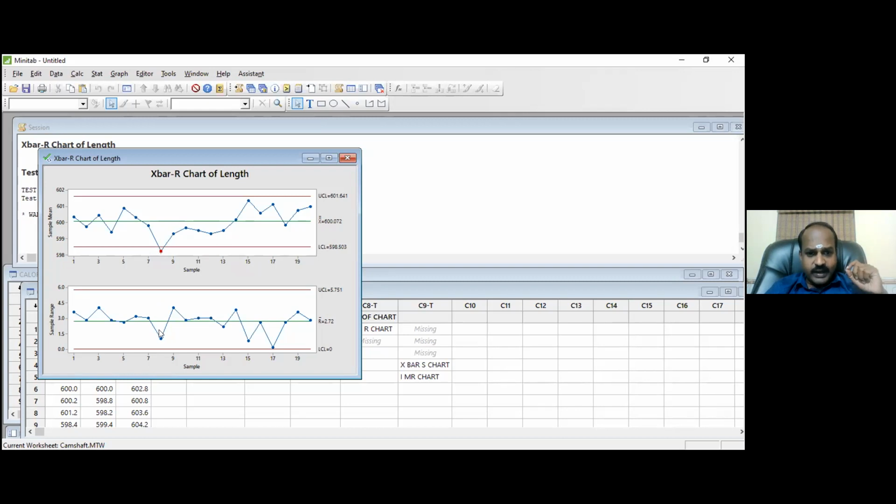So after seeing the R chart, you can see the X bar chart. If in the X bar chart also all the points are inside the control limit, then you can make a strong conclusion your process is under statistical control. If it is under statistical control, you can improve it further. Improving further means bringing the control limit further closer to the center line. Tighter. Tighten the control limit.